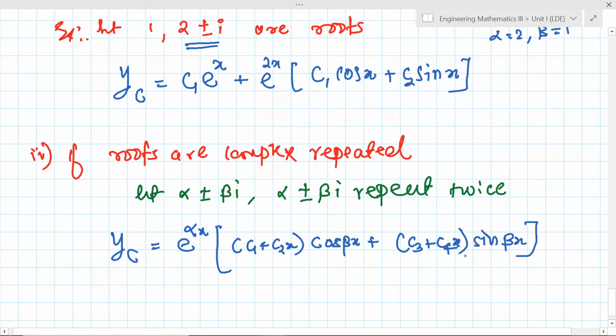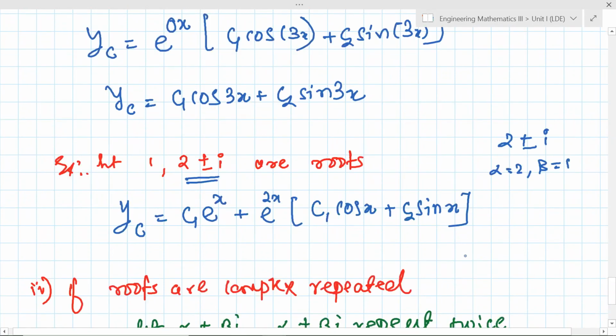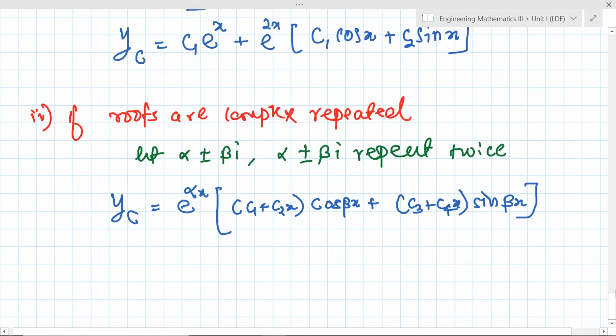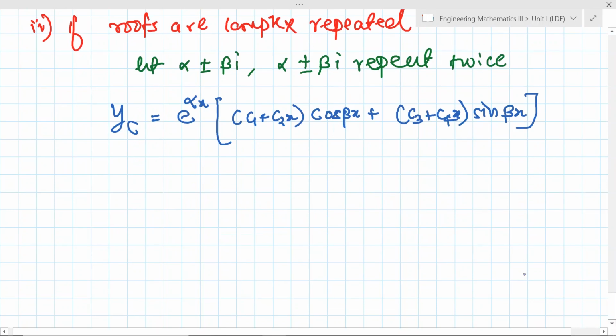Because this is repeated, we just write C1 plus C2x into cos of beta x plus C3 plus C4x into sine of beta x. See, cos beta x is first and then sine beta x. Most of the time students may make a mistake here, so just write it in proper sequence. Let us see an example for this.